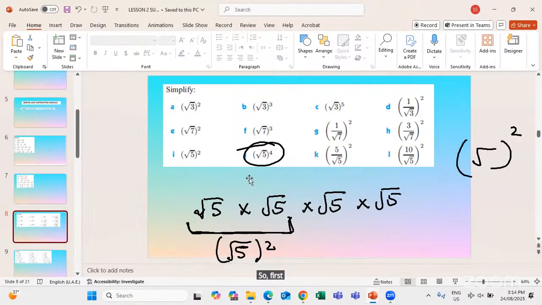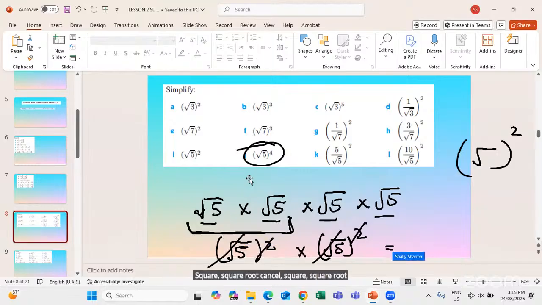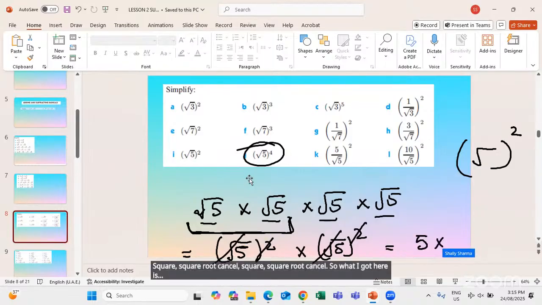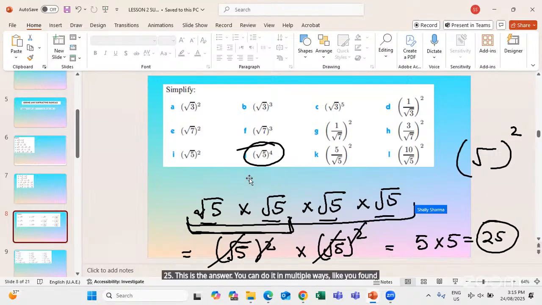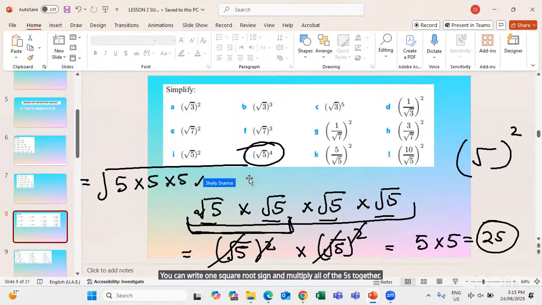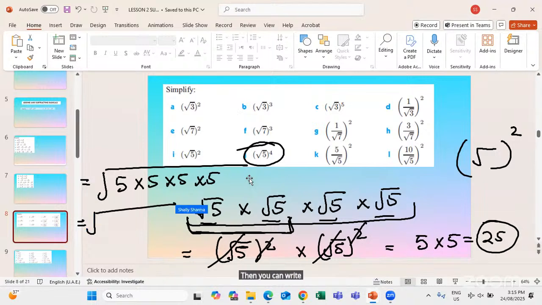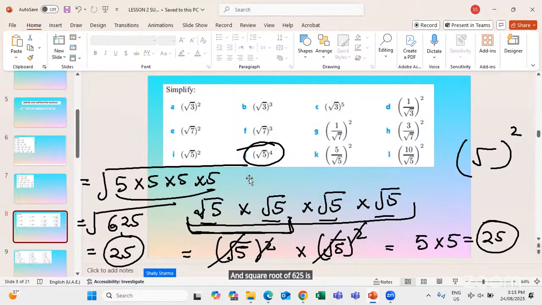So first I expanded it like square root 5 times square root 5 times square root 5 times square root 5. And then I write the first two as this one and the same last ones. Square root cancel, square root cancel. So what I got here is 5 times 5, which is 25. This is the answer. You can do it in multiple ways. You can write one square root sign and multiply all of the 5's together. Then this all multiplication will be 625 and square root of 625 is 25. So this method is also fine. Whichever method comes to your mind, you can apply that method.